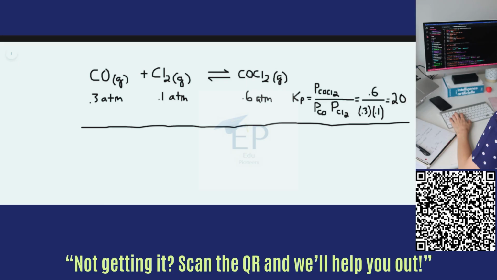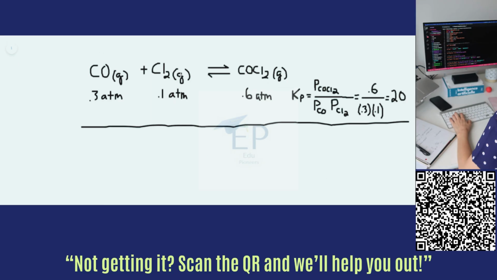This question asks us to consider this reaction. CO combines with Cl2 to form COCl2. It tells us that at equilibrium, the concentrations, the partial pressures of CO, Cl2, and COCl2 are 0.3, 0.1, and 0.6 respectively. And then it tells us that 0.4 atmospheres of Cl2 is added, and it wants us to find the pressure of CO after you add this amount of Cl2.